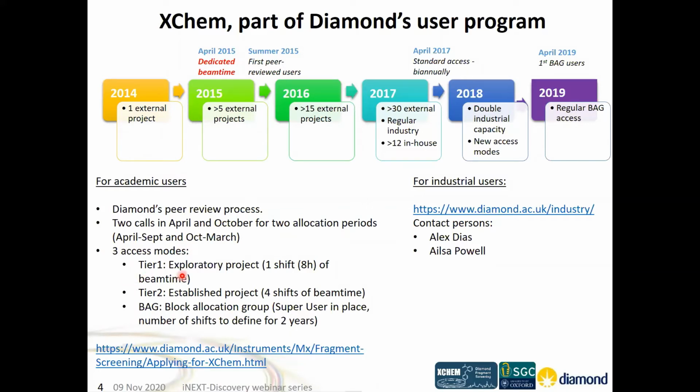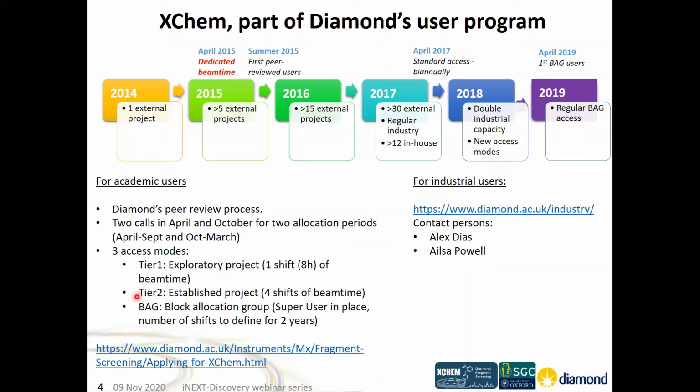You just want to prove that the target is druggable, more or less, and you might not have necessarily lined up already all your collaborations for the ComChem and the biophysics. So it's basically a step for proof of concept. What you get though is 1 shift of beam time, which is about 8 hours.